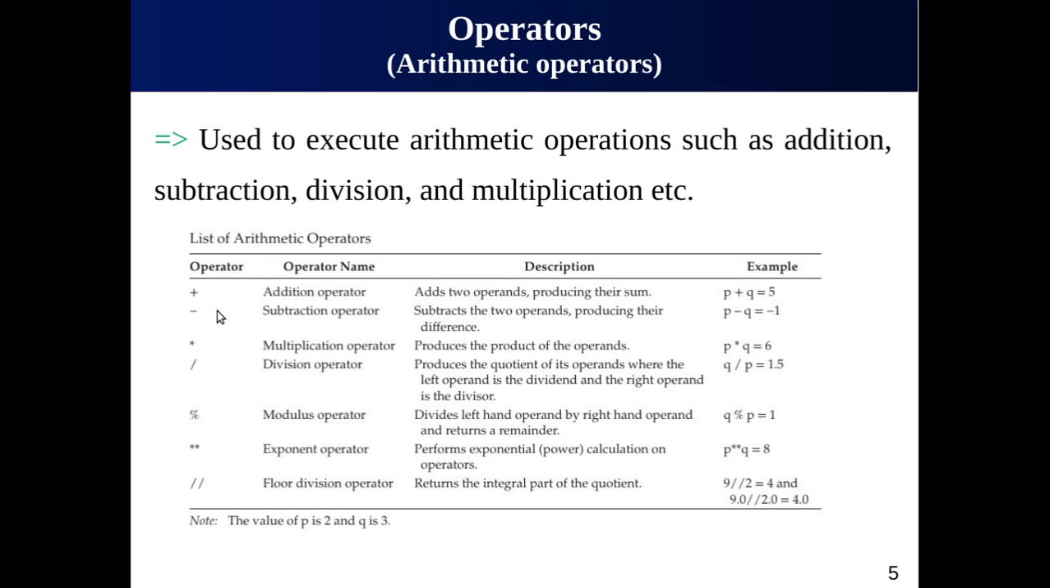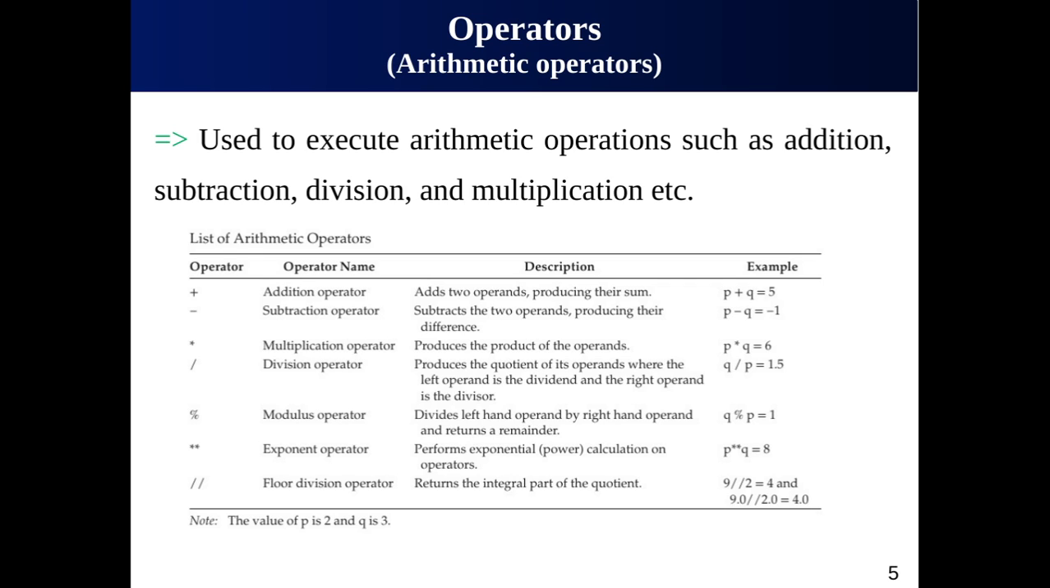Similarly, the subtraction operator or the minus operator, it actually subtracts the two operands and will produce the difference among them. For example, if you subtract q from p, like 2 minus 3, you will get minus 1. For multiplication, we have a different type of operator available, which is the asterisk. So whenever you encounter an asterisk in Python, it will represent a multiplication operator, and it actually produces the product of the two operands.